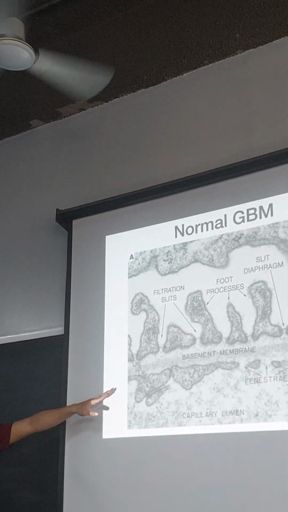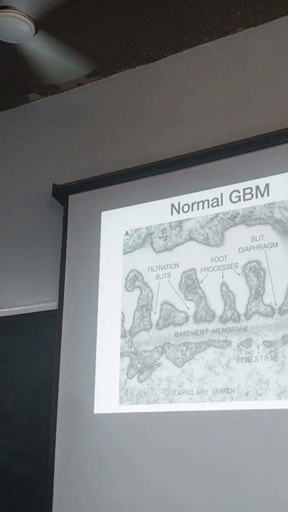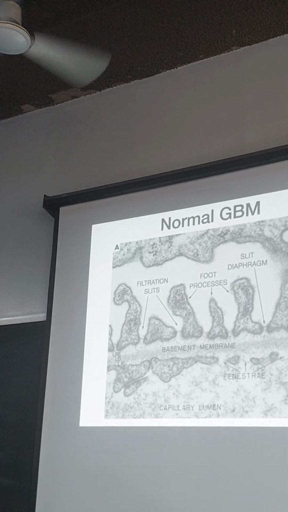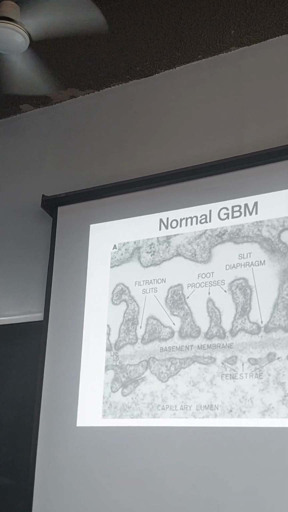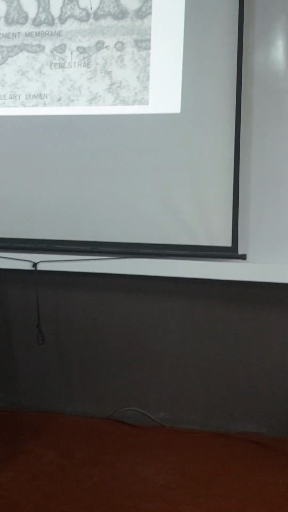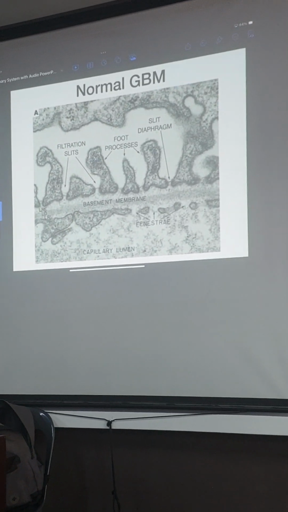Just know the barriers: endothelium, GBM, your fenestration slits. Let's keep it simple for that. It can go a little bit more further in detail, but for now, let's keep it simple. So that is the barriers of filtration. Questions so far for the GBM?